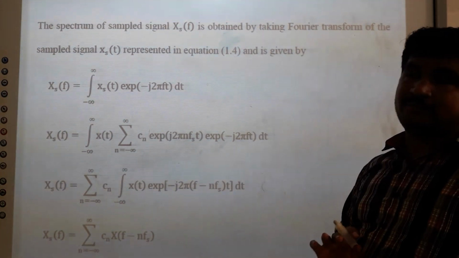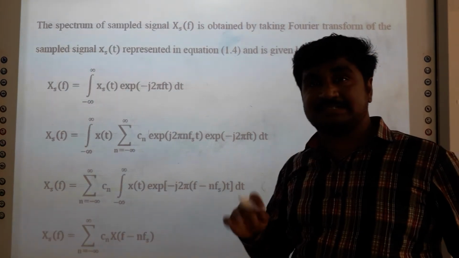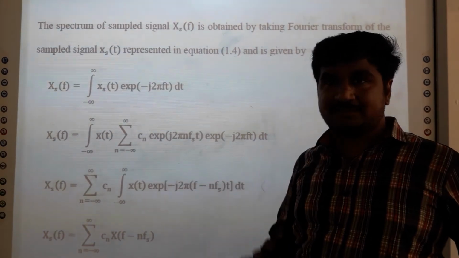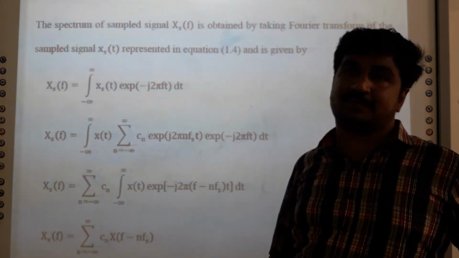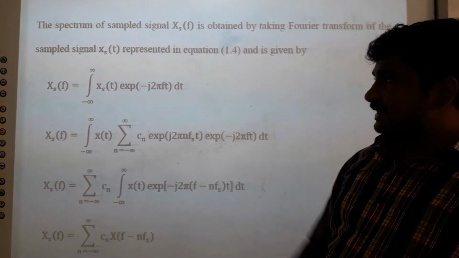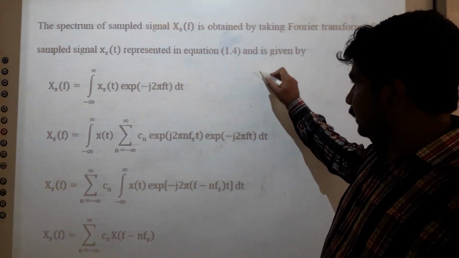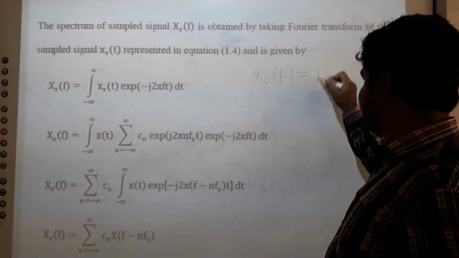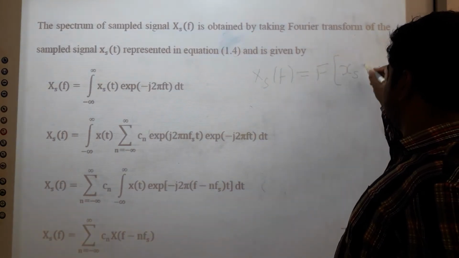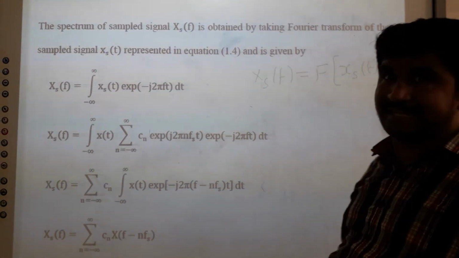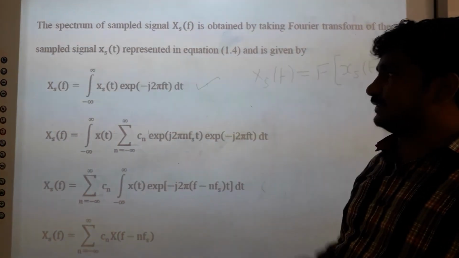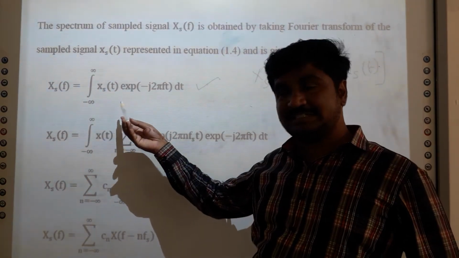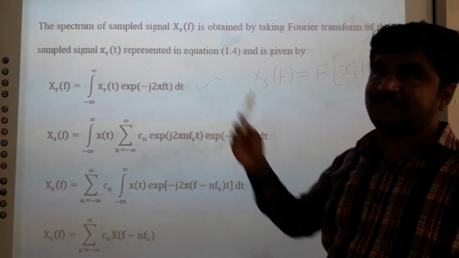Now we are going to derive what happens in the spectrum of the sampled signal. So we have to take the Fourier transform for all the time domain relations. We already know that xs of f is the spectrum of the sampled signal, which can be written as the Fourier transform of the time domain signal xs of t. So this is the Fourier transform expression. You know very well, integral of minus infinity to infinity xs of t into e to the power of minus j 2 pi f t dt.